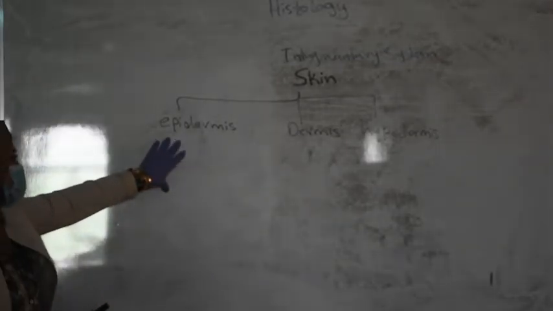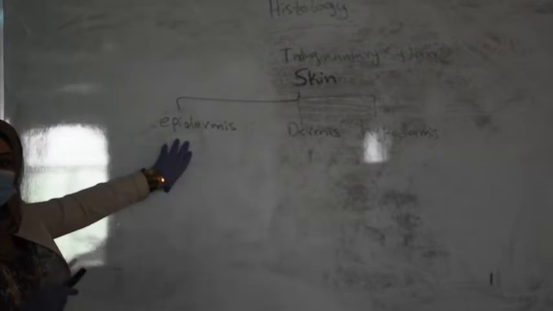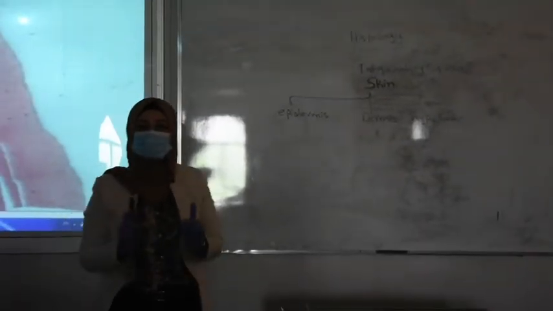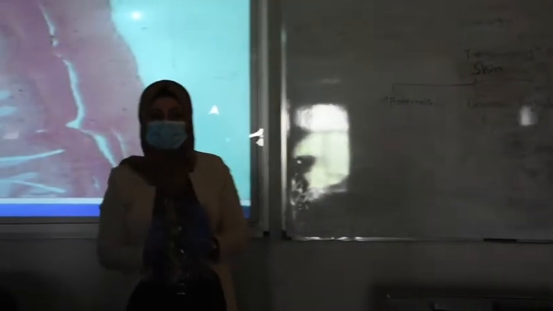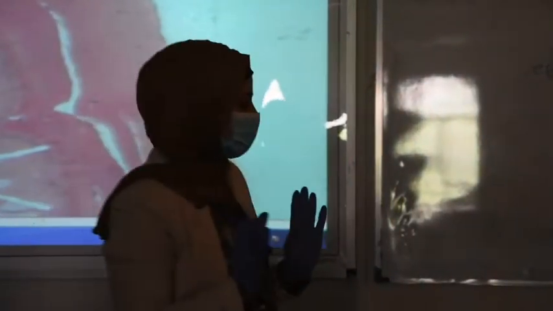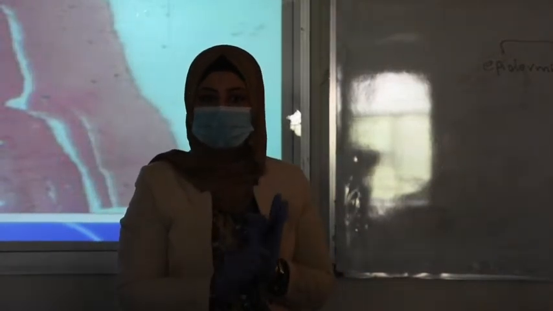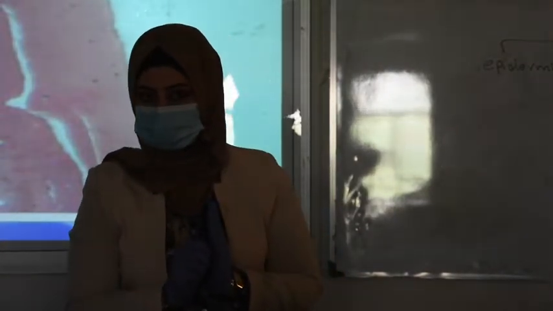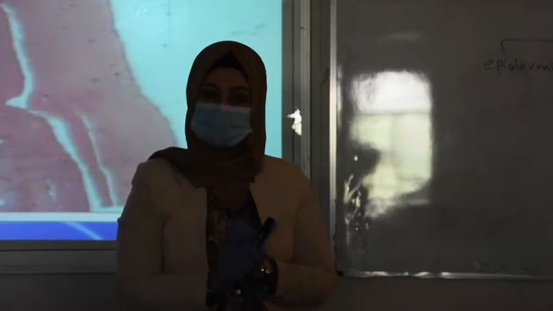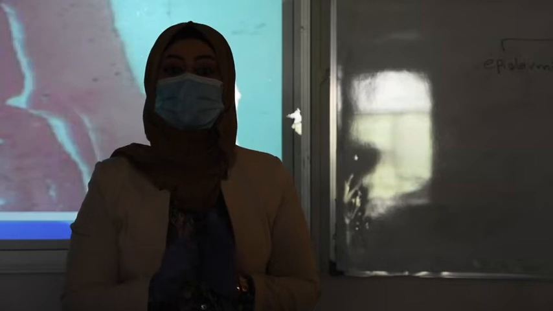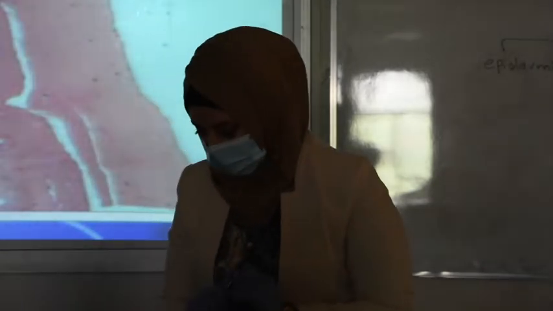When we're talking about the epidermis, the skin is lined by a specific epithelium named keratinized stratified squamous epithelium. These epithelium contain four main types of cells: keratinocytes, melanocytes, Merkel cells, and Langerhans cells.